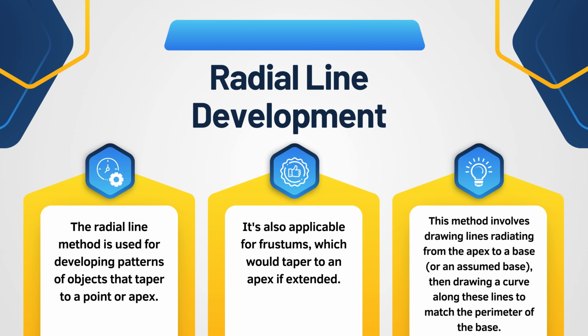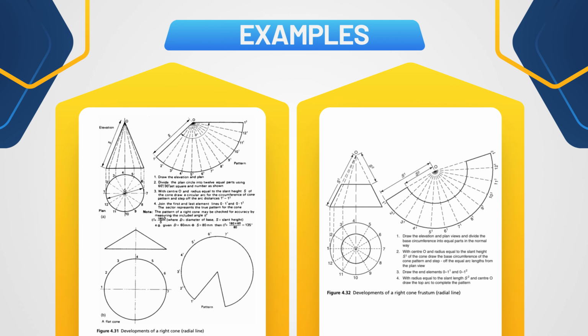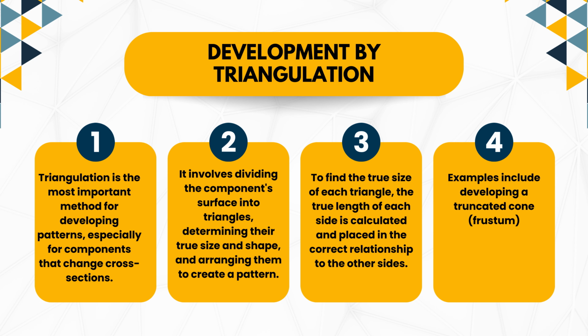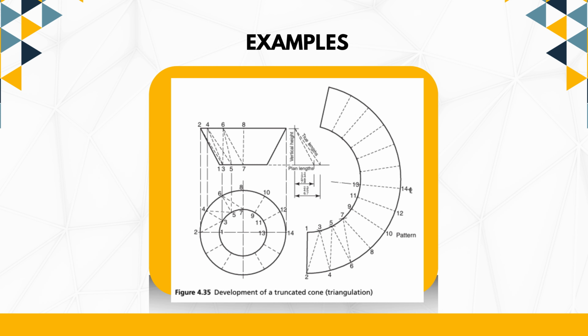The second one is radial line development, which is applicable for frustums, which would taper to an apex if extended. These are some examples of radial line development. And lastly, development by triangulation. It involves dividing the component surface into triangles, determining their true size and shape, and arranging them to create a pattern. We can see the example includes developing a truncated cone, which is a frustum.